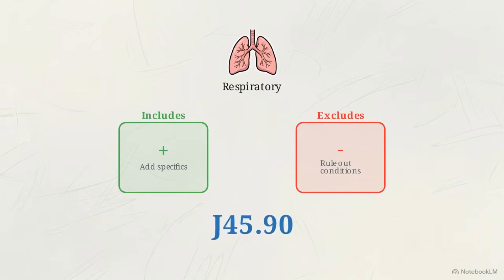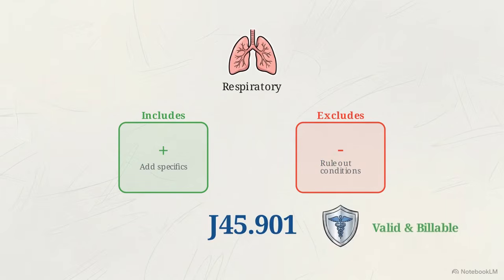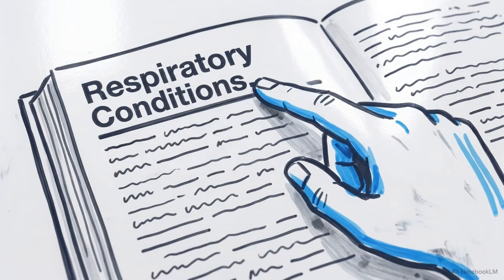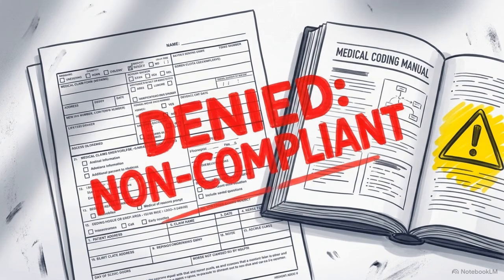Reading these instructions forces you to refine your initial choice. You confirm the exact anatomical site, the severity, and rule out any excluded conditions, arriving at an accurate, highly specific final code. The alphabetic index can only point you toward a general category. Skipping the tabular list means you are bypassing the rigid legal definitions and instructional notes required for compliance.